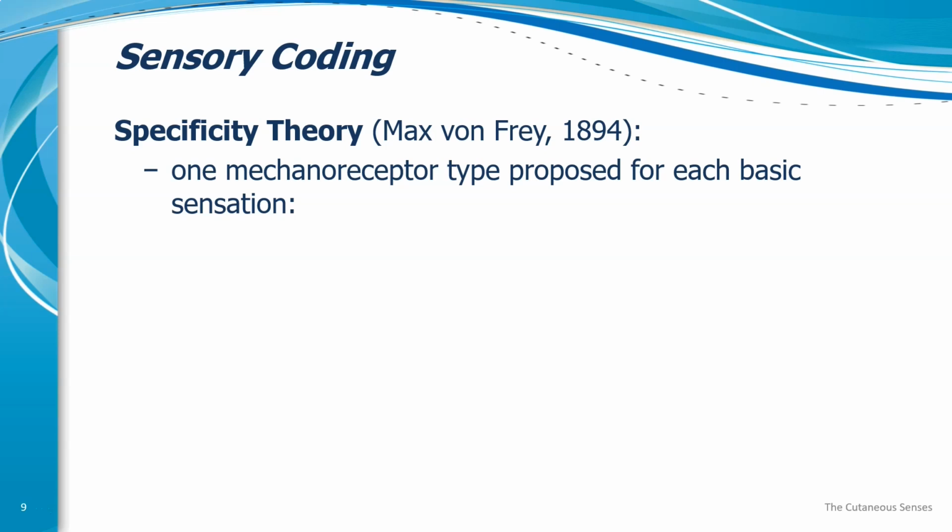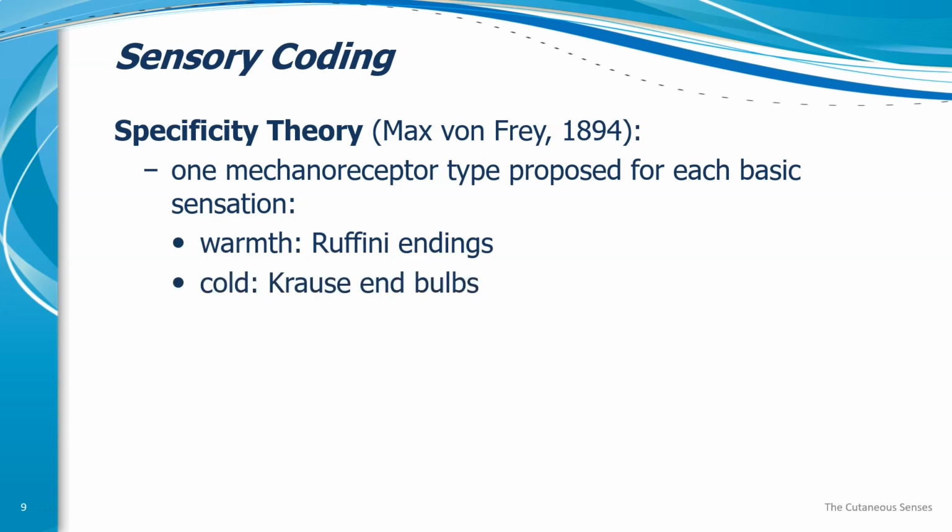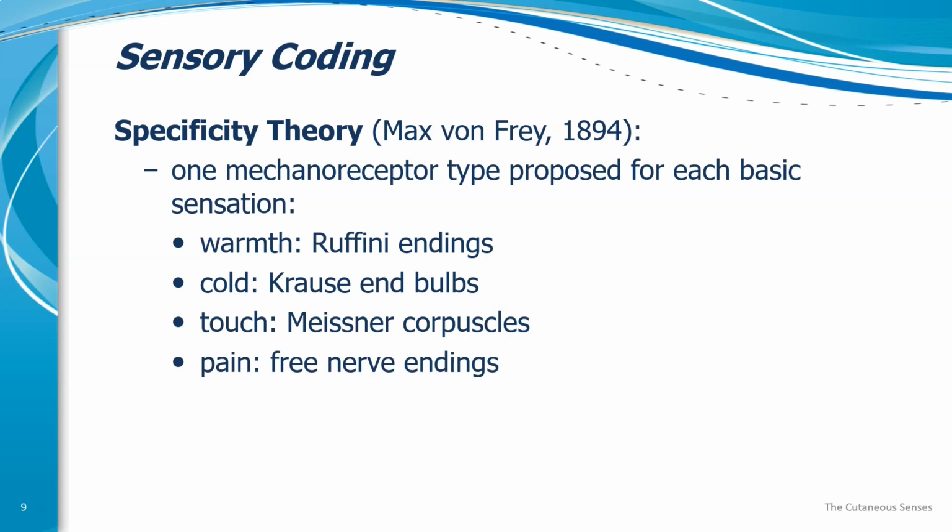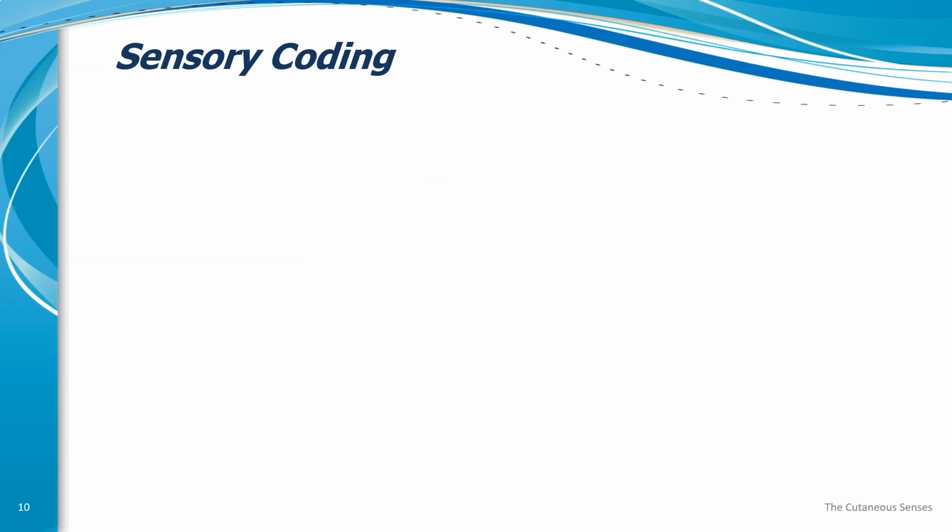Specificity theory proposes a one-to-one mapping for every different thing in the skin corresponding to a different basic sensation. So, according to von Frey, warmth is picked up by the Ruffini endings, cold by Krause end bulbs, which I didn't have a picture of, touch by Meissner corpuscles, and pain detected by the nearly ubiquitous free nerve endings. Again, this is according to von Frey. I'm not saying this is the way things actually are. Well, we can experience more than just simply warmth, cold, touch, and pain. We can experience other kinds of complex sensations as well.